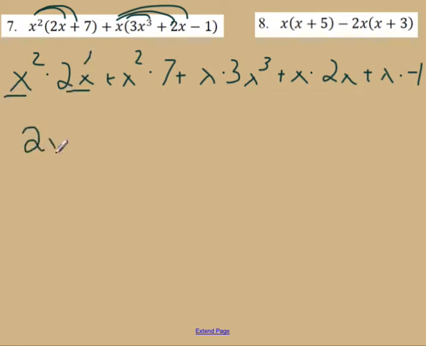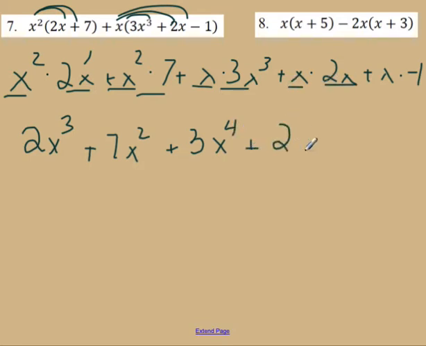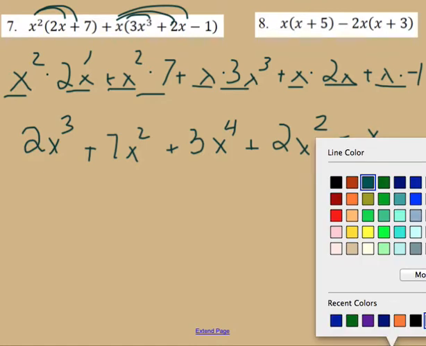X squared times x to the first is x cubed. Next, we have x squared times 7. That's going to give us 7x squared. Next, x times 3x cubed. That's going to give us 3x to the fourth. Then we have x times 2x. That's going to give us 2x squared. And x times negative 1 is just going to give us a negative x or a negative 1x. It doesn't matter how you write it.